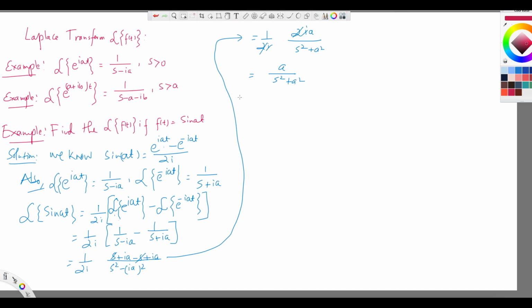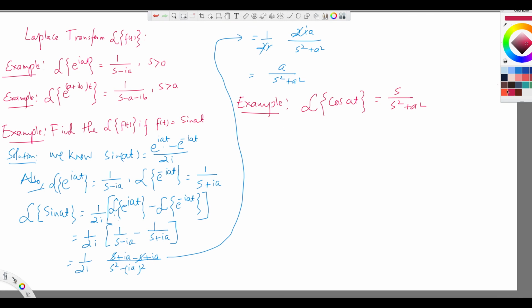Let me write down another example. You will do exactly the same way. Okay. So if you do that, then the Laplace transform of cosine at, if you do exactly the same technique, you will get basically s over s squared plus a squared.